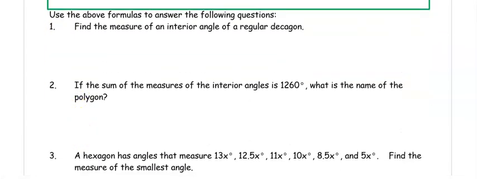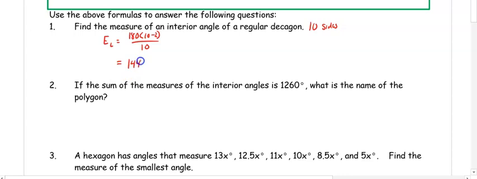Number one, find the measure of interior angles of a decagon. So a decagon, remember, has 10 sides. We want to find the measure of an interior angle. So we are doing one interior angle, each interior. So we would have 180 times 10 minus 2 divided by our number of sides, which is 10. So we get 144 degrees.